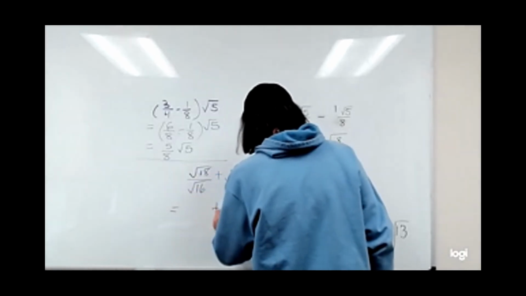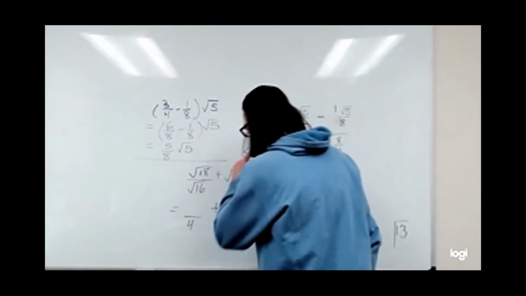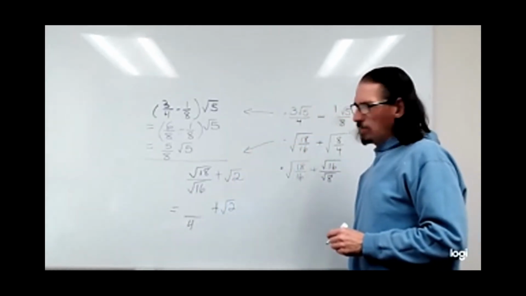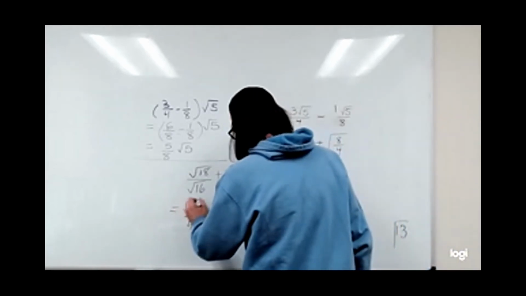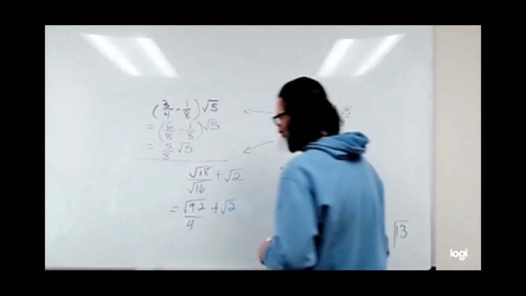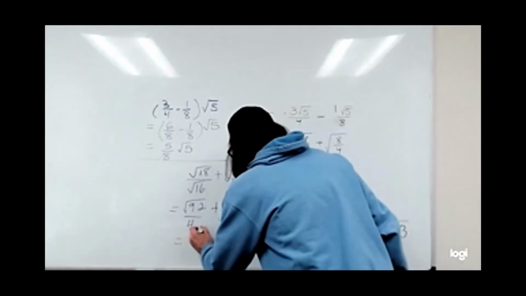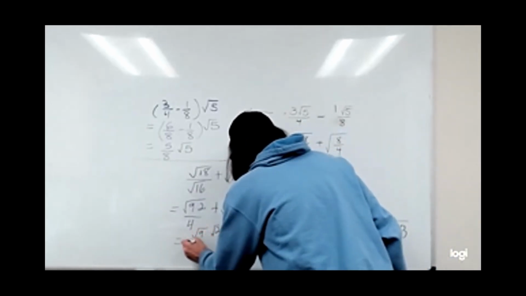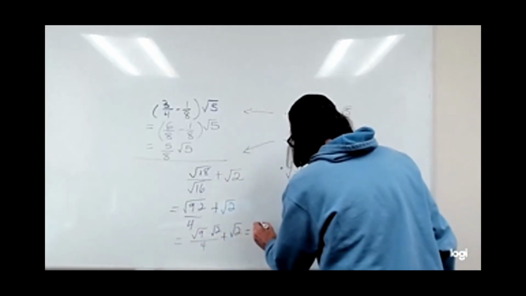On one hand, square root of 16 is 4. With the numerator, 18 is not a perfect square, but it is 9 times 2. 9 is the largest perfect square that will go into 18. And now we're starting to see something similar here. So apply the product rule up in the numerator. Take the square root of the 9.